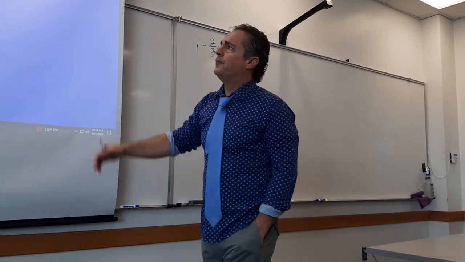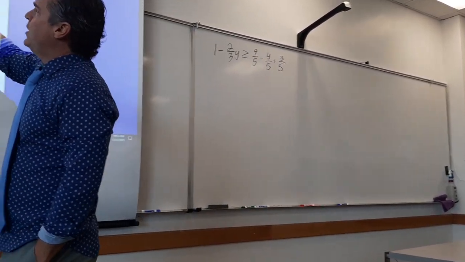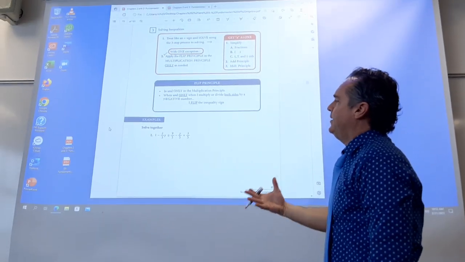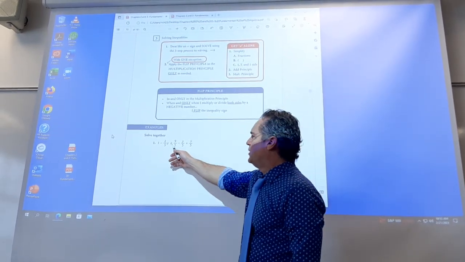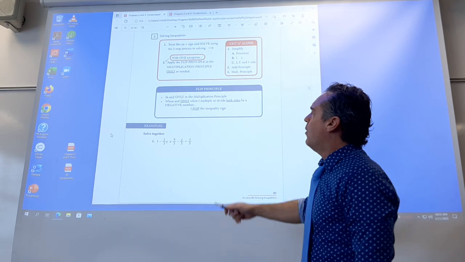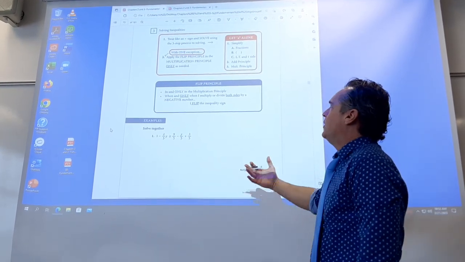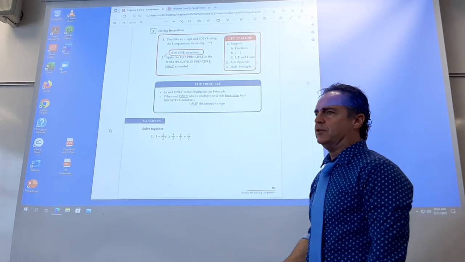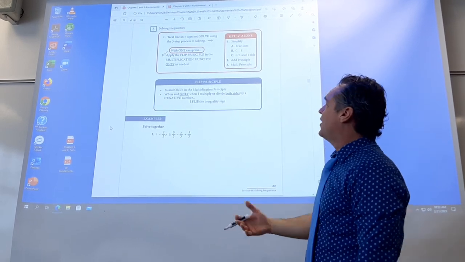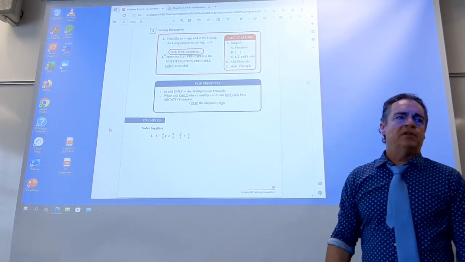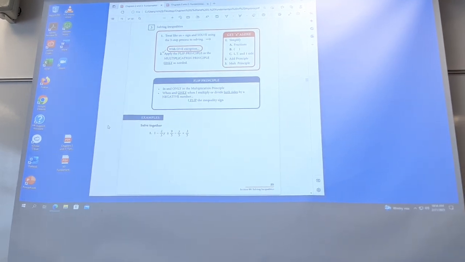So, how do we solve this? Well, let's look up here. First thing, we treat it like an equal sign. We pretend there is not an inequality here, but an equal sign, and we use the 3-step process to solving in all of its glory. We get rid of fractions, we distribute parentheses, we combine like terms, we get all of our variables to one side, and we apply the addition and multiplication principle. So let's go ahead and solve this problem.